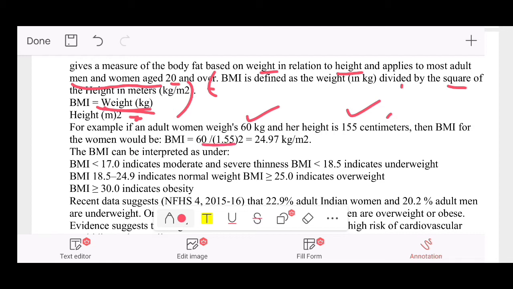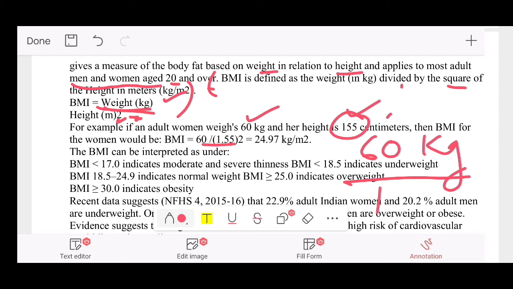That means her weight is 60 kg. As we have seen, BMI equals weight by height in meter square. So weight is 60 kg and the 155 centimeter we have converted into meter, and then 1.55 square, which means the height will be squared. After that, the value which comes will be the BMI, the body mass index.